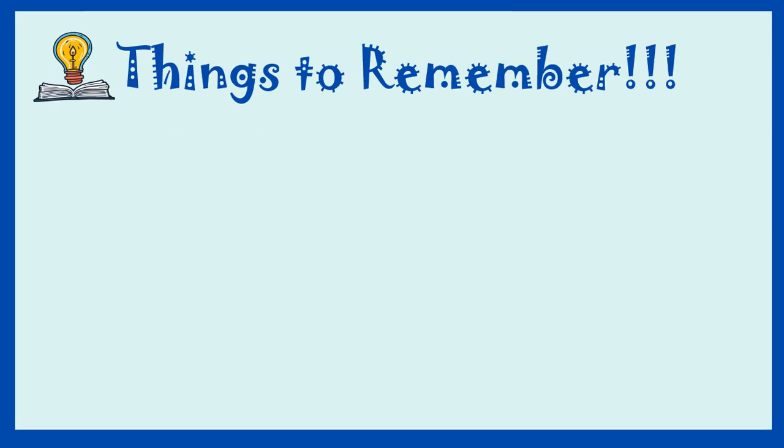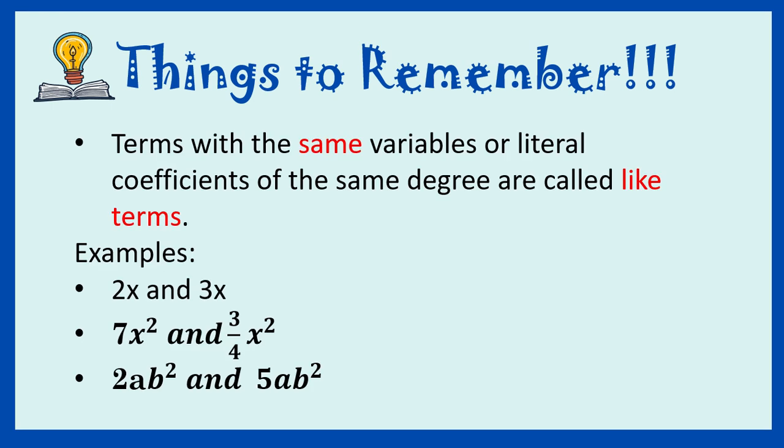And now, these are the things that you should remember. Terms with the same variables or literal coefficient of the same degree are called like terms. Tinatawag natin siya as like terms kapag parehas ang kanyang variables. For example, ito yung mga example natin, 2x and 3x. As you can see, yung variable ng ating numerical coefficient ay x, and of course, dito naman ay 3x. 2x and 3x are like terms.